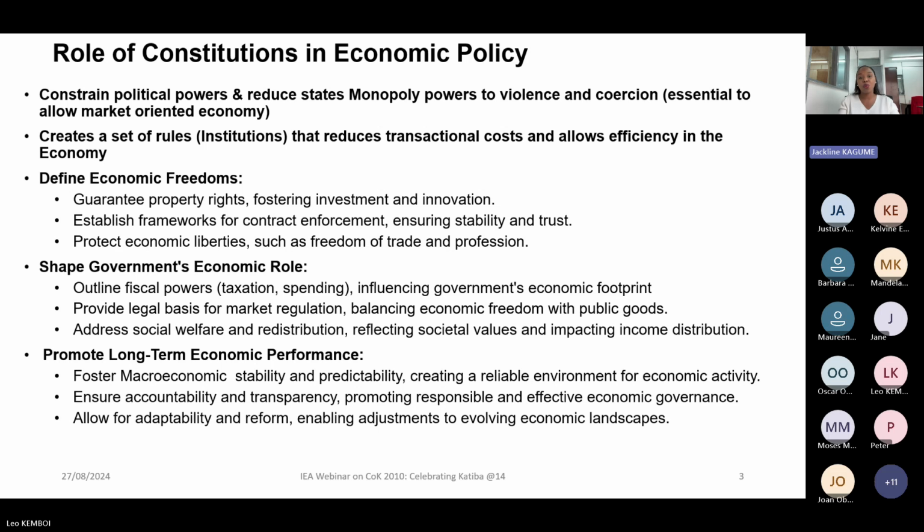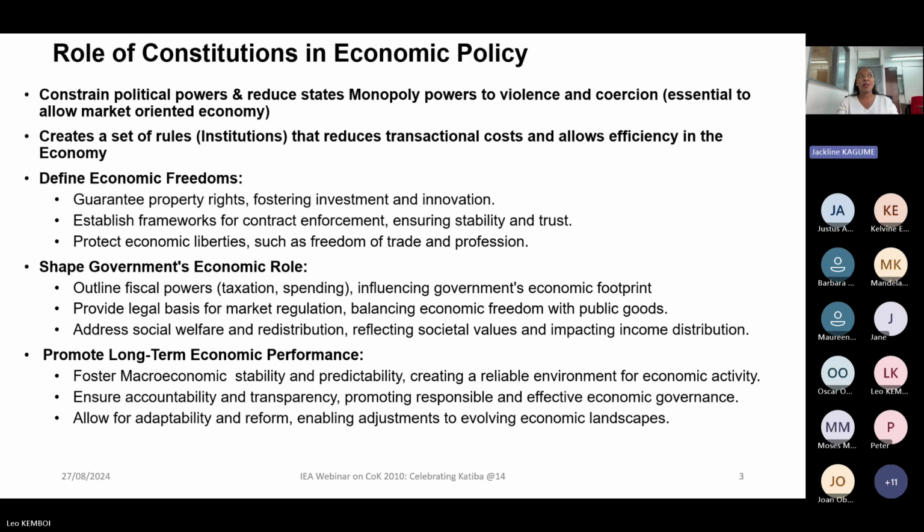I think for those of you who have taken any courses or classes on constitutional law, or participated in discussions on constitutionalism, you understand what we mean by constitutions being put in place primarily, first of all, to limit or constrain the state's monopoly on violence.